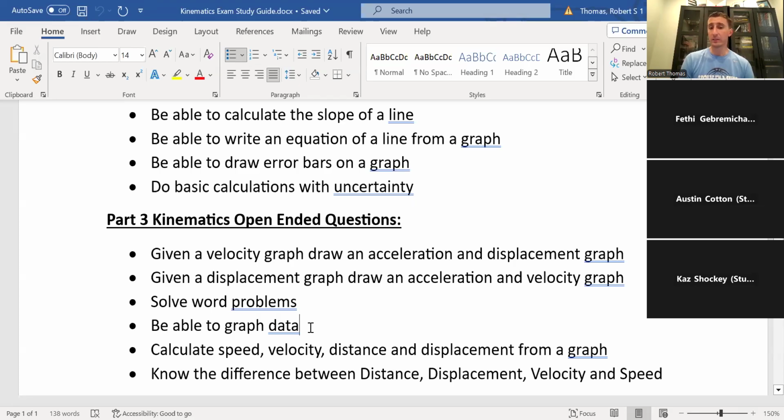Calculate speed, velocity, distance, displacement for graphs. I would review my PowerPoint. We did that as we were lecturing. Remember my lecture when I was walking back and forth, asking you guys questions? I would definitely know the difference between distance, displacement, velocity, and speed. There are differences. I would definitely be talking about vectors and scalars, stuff like that. And that's it. Honestly, it is the easiest test I've ever seen.